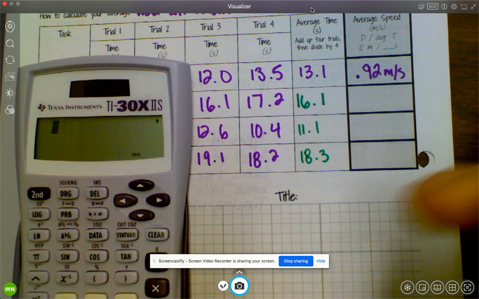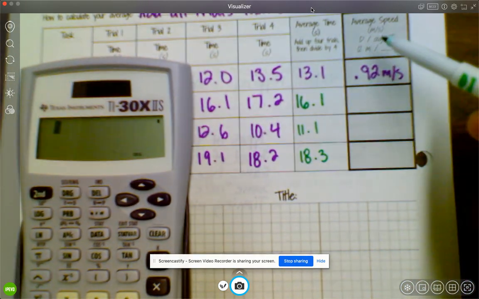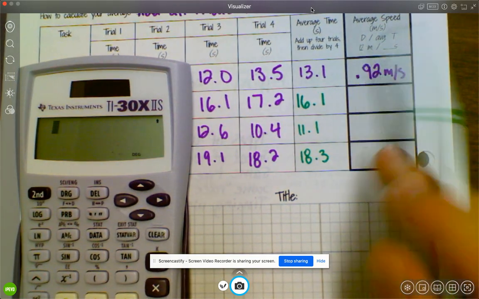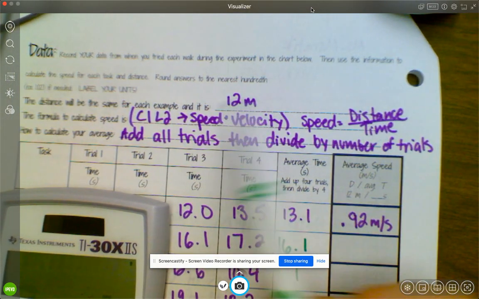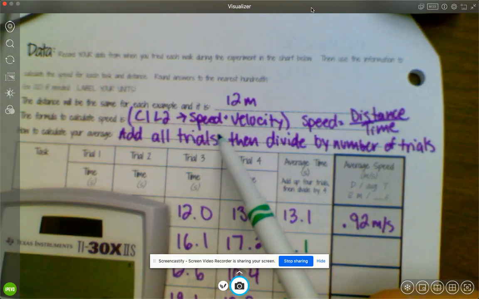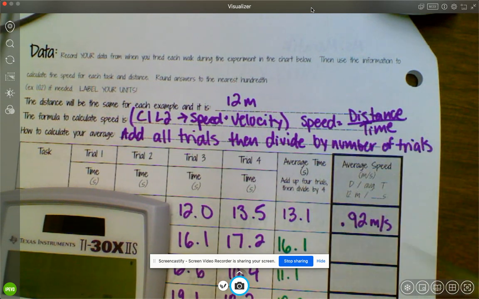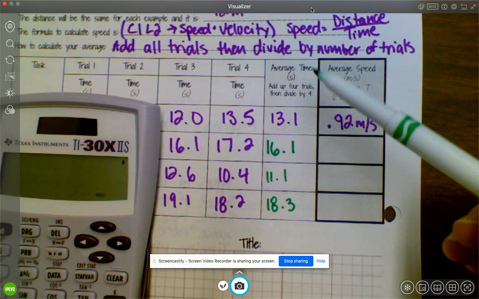This is the average speed. So at this point, I'm assuming you have all of your average time. So now we're going to get our speed. Our speed is equal to, we wrote it up here, speed is equal to distance divided by time. And we learned that in our speed and velocity reading. Make sure you read that because it tells us more than just this formula. It tells us what's actually going on behind that, which is going to help us on our next page there.